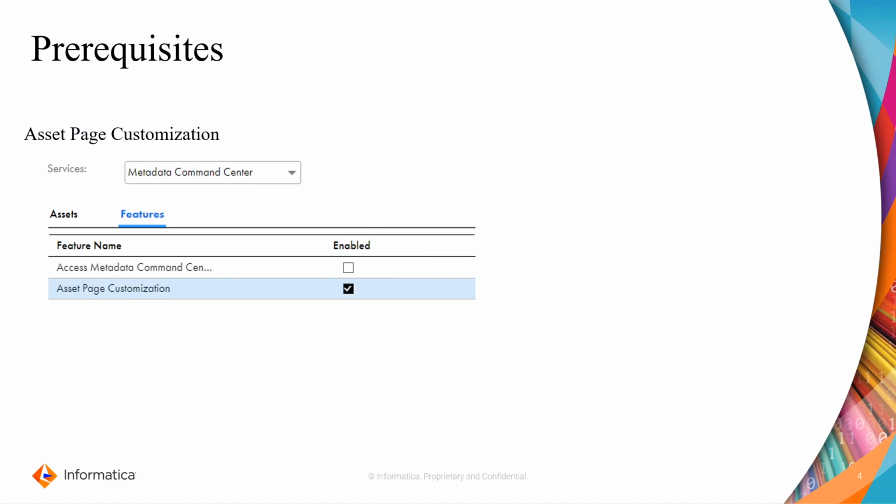Prerequisites. We should have the following feature privileges to create custom layouts under Metadata Command Center. Asset page customization from Feature tab.